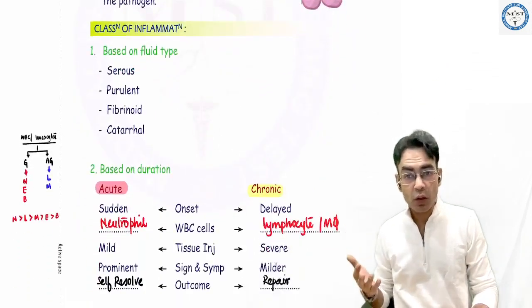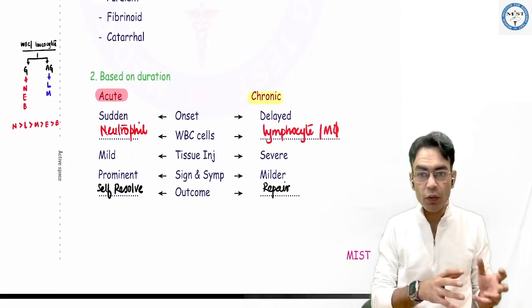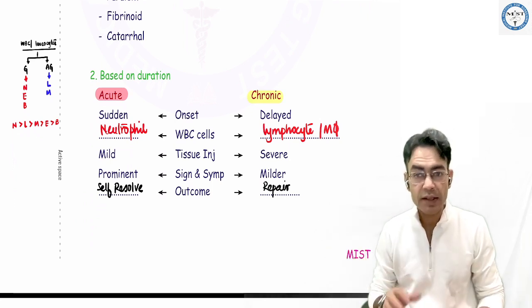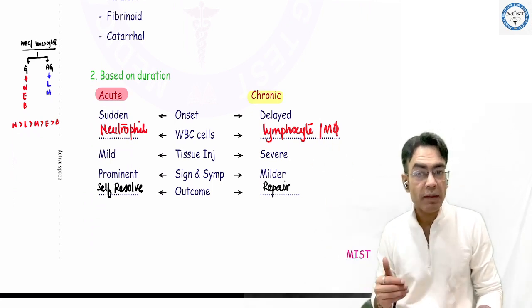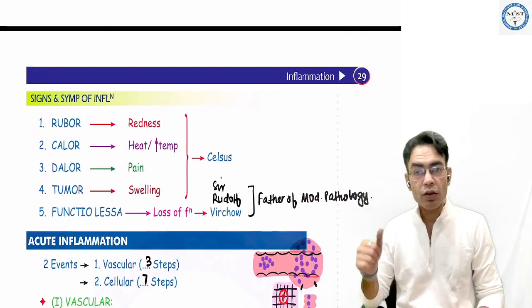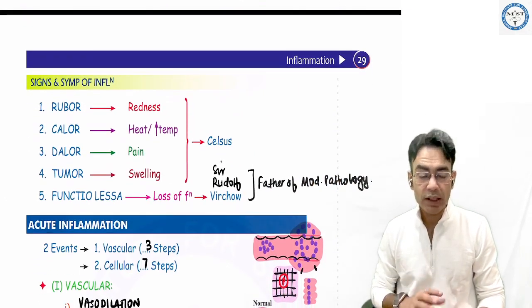Now, it can be acute and chronic. In acute, neutrophils are the main cells, and the outcome is self-resolving in the majority of cases. For chronic, it's lymphocytes and macrophages, and the outcome is repair. Now, there are 5 signs of inflammation: rubor, calor, tumor, dolor, and functio laesa.